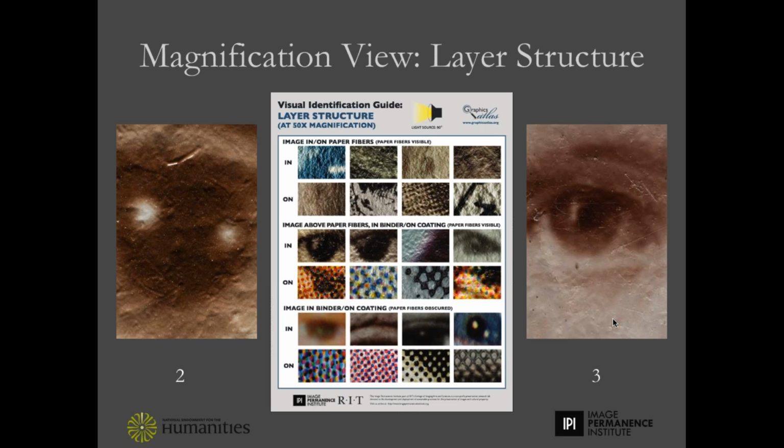Sample 3 on the right is pretty straightforward. The paper fibers are obscured. We do see that we have some abrasions here. We even have some accretions. We're going to ignore those. We see that they're scratches. We're looking for the paper fibers and we don't see them.